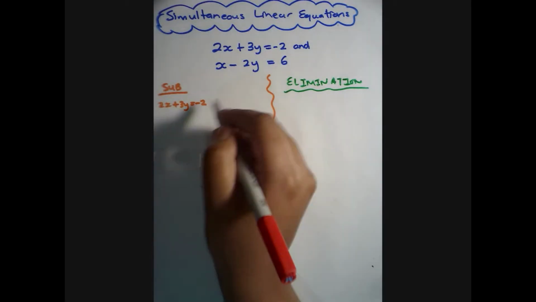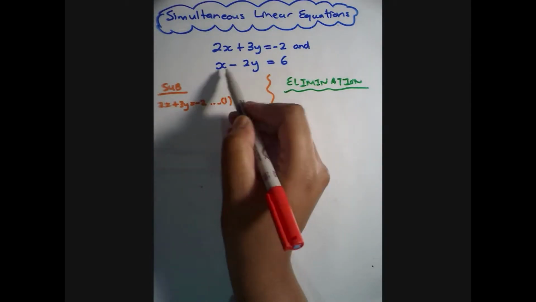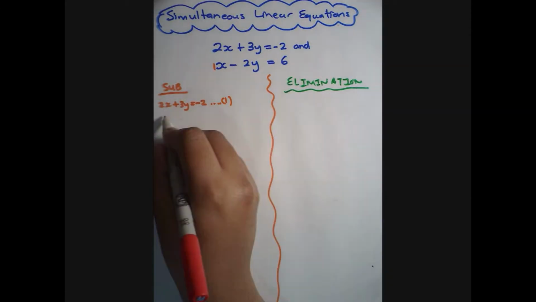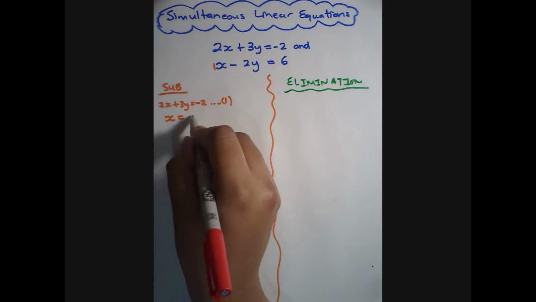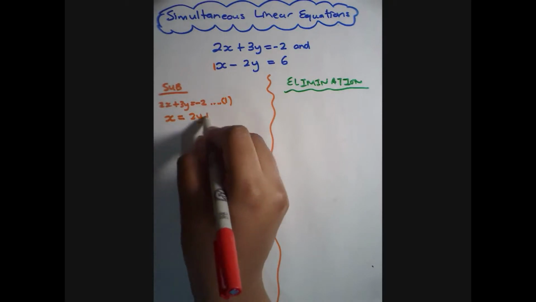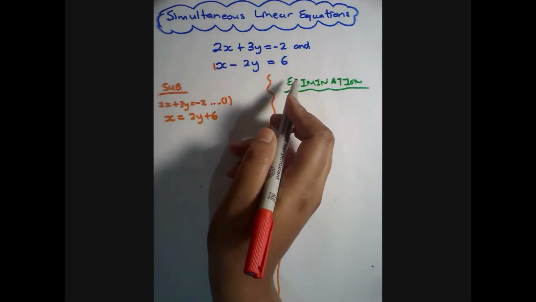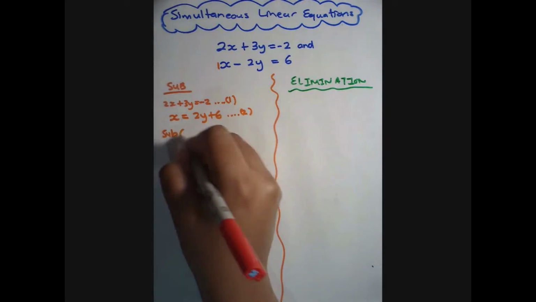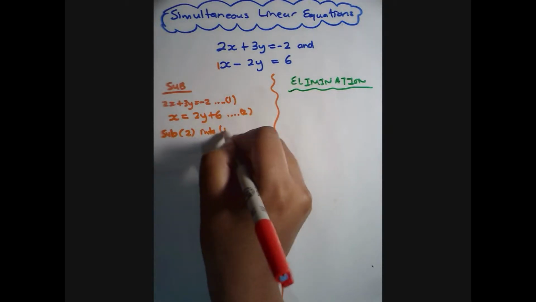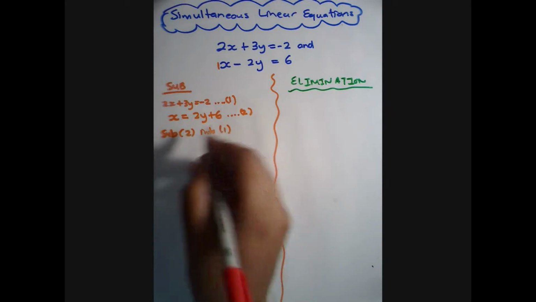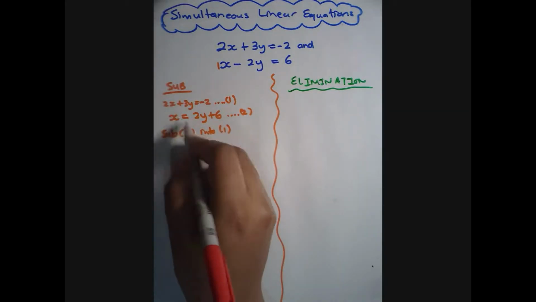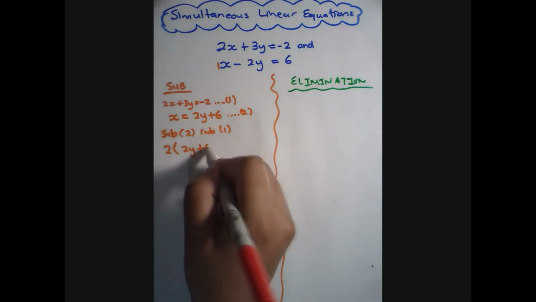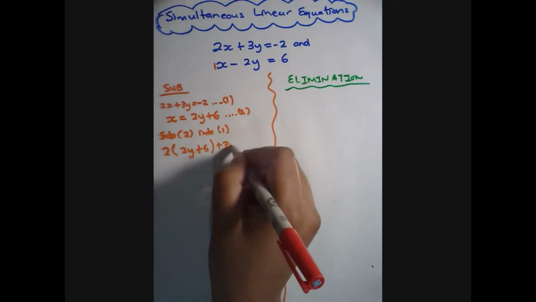If you look at this one here, it has a 1 in front of it. So what I can do here is say x is equal to positive 2y plus 6. I took the negative 2y and put it onto the other side, and I call this equation number 2. Now I can sub 2 into 1. Wherever I see x, I'm going to put this in. So there's 2x. I'm going to say 2, open brackets, 2y plus 6, close it, plus 3y is equal to minus 2.